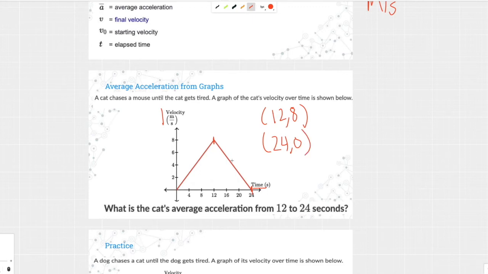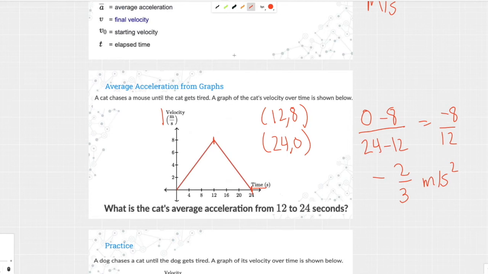So we just have to figure out the slope of the line given these two points. We can just do y2 minus y1 over x2 minus x1. That's 0 minus 8 over 24 minus 12, which is equal to negative 8 over 12, which is negative 2/3 meters per second squared. So that is the average acceleration from 12 to 24 seconds.